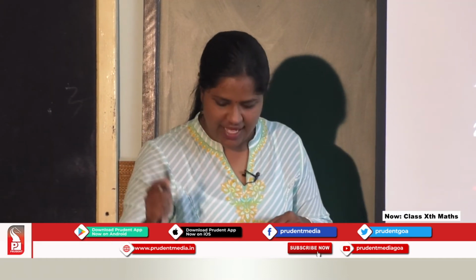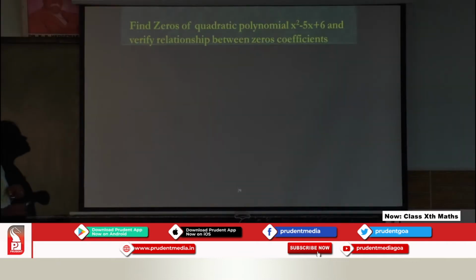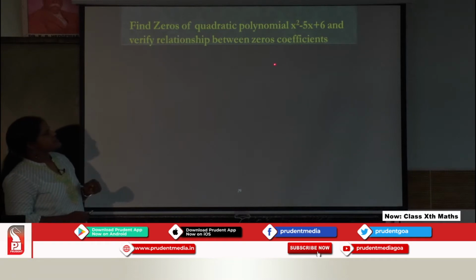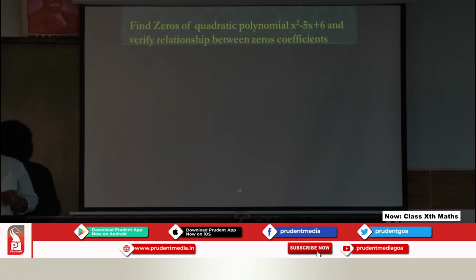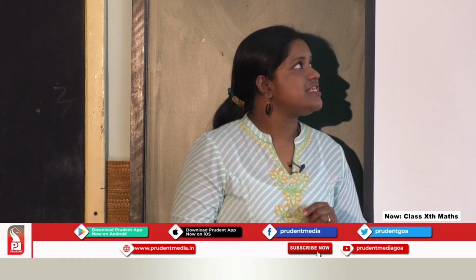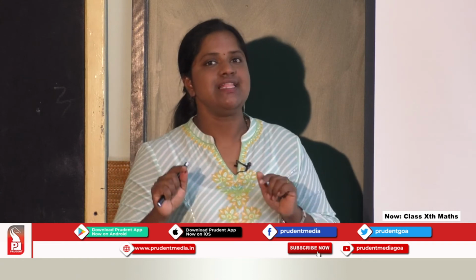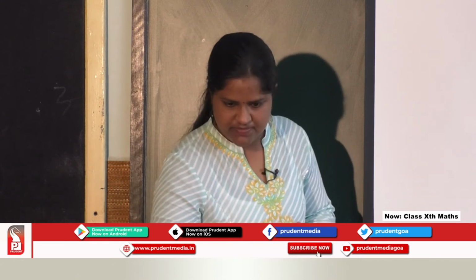I will show you another problem with different signs. In the previous problem, all terms were positive. Now, let us have a look with one term as negative. Find the zeros of the quadratic polynomial x square minus 5x plus 6 and verify the relationship. So, again we are supposed to find zeros. Again in this problem there are 3 terms, so we are again supposed to use the splitting the middle term method.